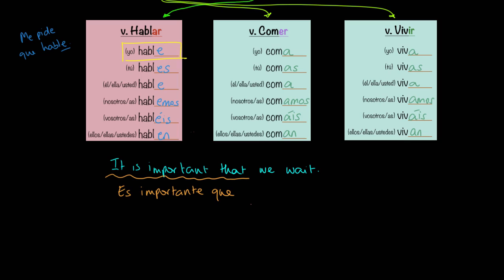First of all, I'm going to try and remember what is to wait. To wait is esperar, and notice that it's an AR verb. Therefore, I'm going to have to look at these endings, and it's "we wait," so I'm going to need this one. So it's not going to be hablemos, in this case it's going to be esperemos. So es importante que esperemos.